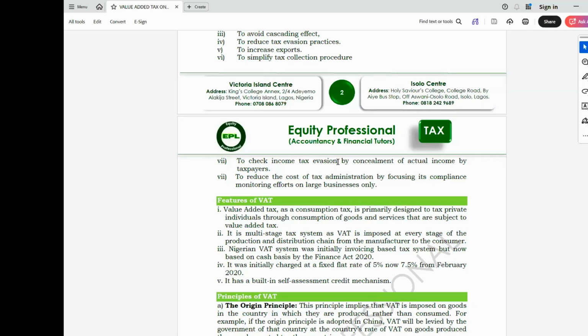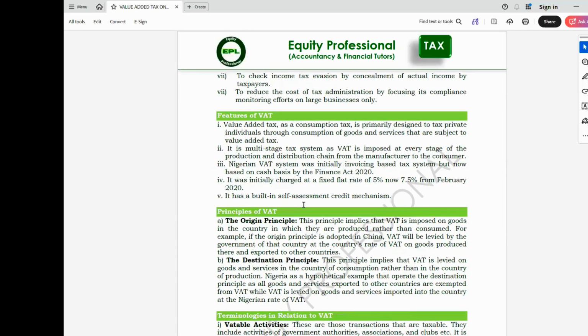Then, as far as this value-added tax is concerned, there are certain principles guiding the operation of value-added tax. Basically, there are two principles of VAT. We have the origin principle and the destination principle. One of these principles is adopted here in Nigeria.